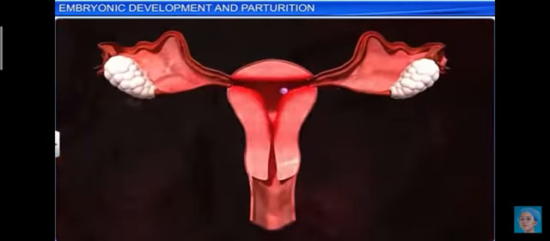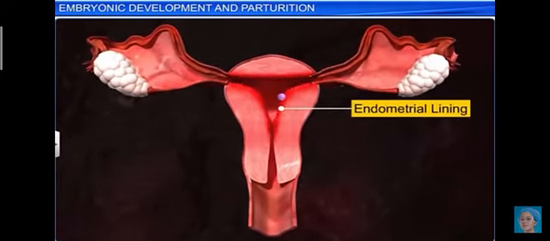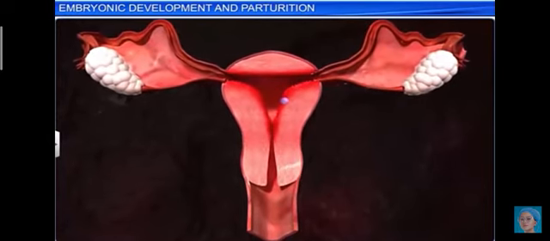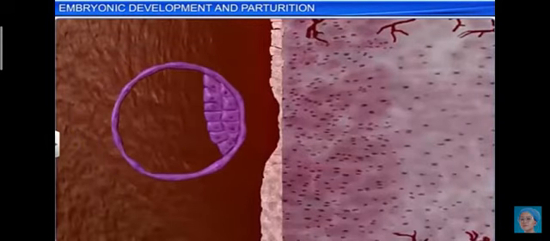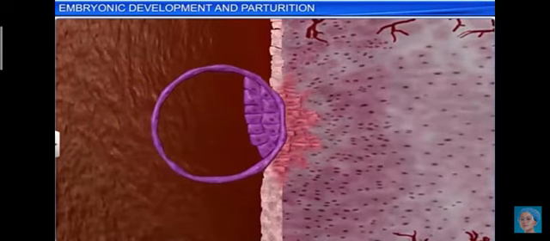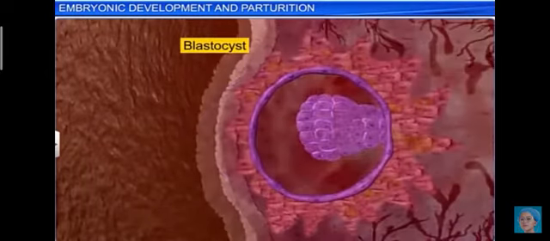As the trophoblast grows outwards and penetrates the endometrial lining of the uterus, the blastocyst, with a developing embryo, gets implanted in the uterus and pregnancy is initiated. After implantation, the trophoblast grows further, which causes the blastocyst to sink in and get covered by the cells of the uterus.